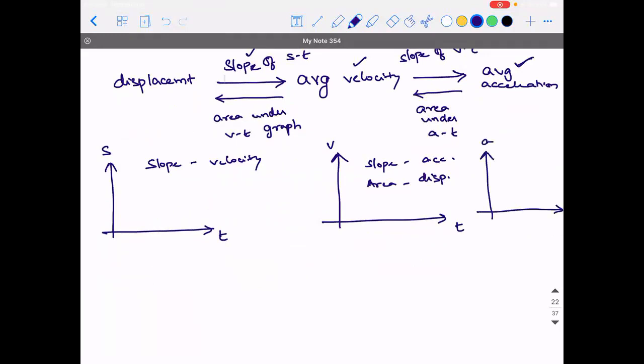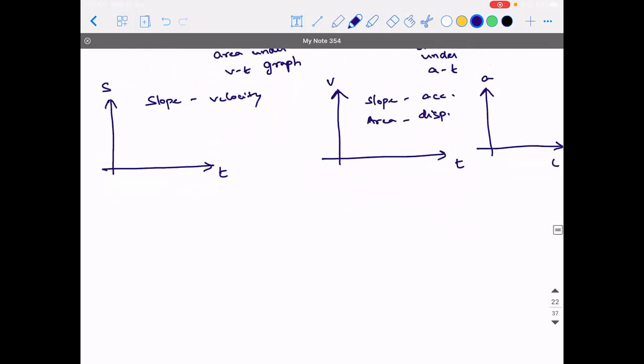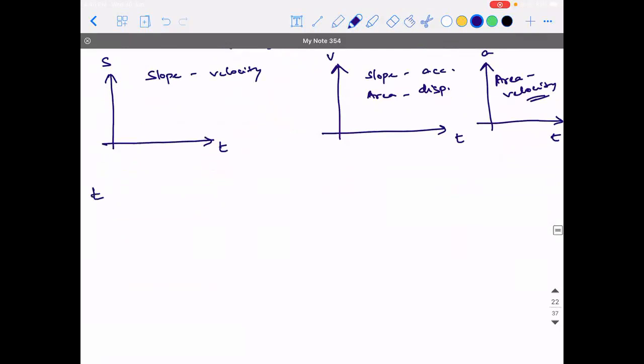Suppose acceleration time graph is given to you, on finding slope, what do you get? Actually, there is nothing with respect to slope here. On finding the area, what do you get? You will find the velocity. So having all these points in mind, now I'm going to derive the equations of motion under constant acceleration.